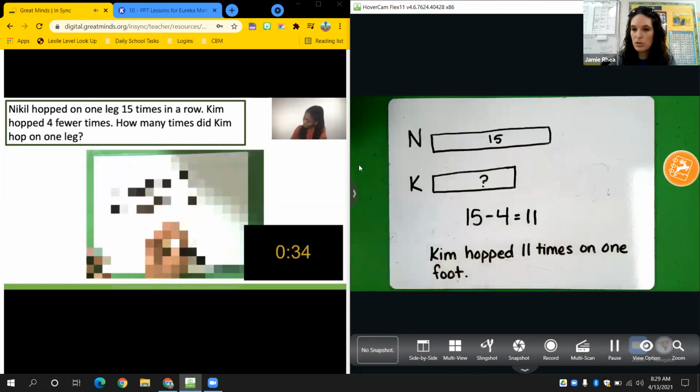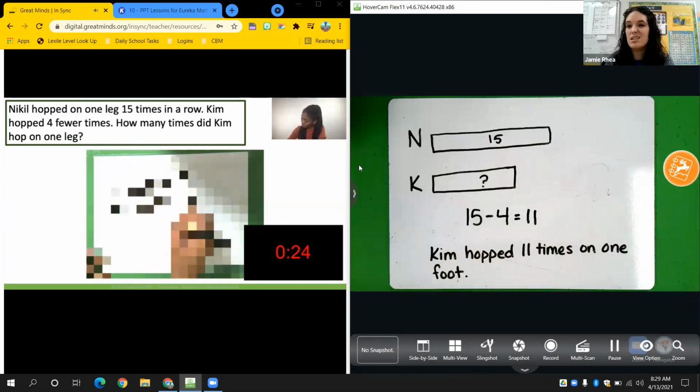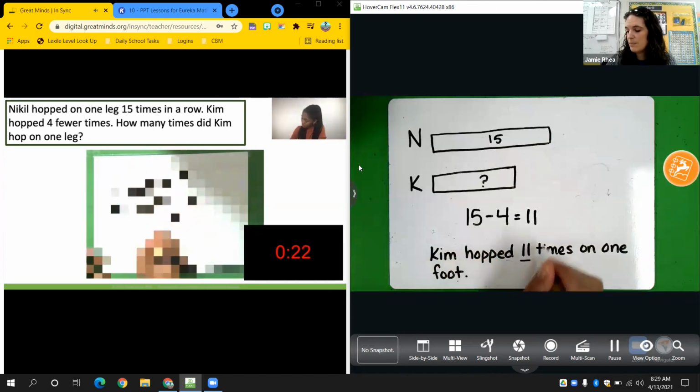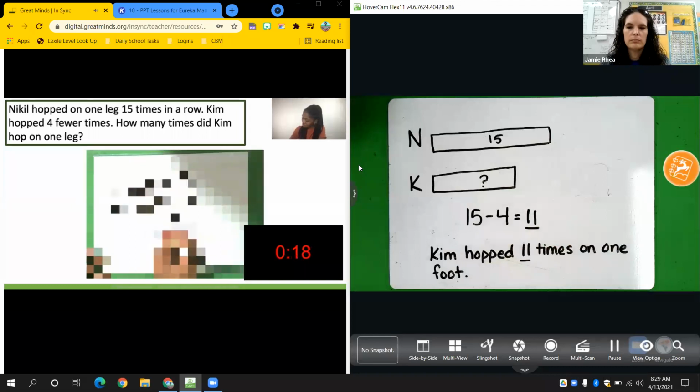Now our work might show a little different than Miss Duckett's, and that's okay. The important thing is we get the same answer that she did instead of our work being the exact same. Don't forget to add your labels.